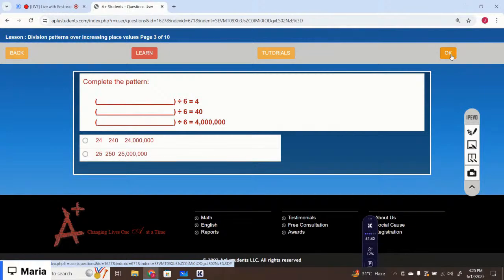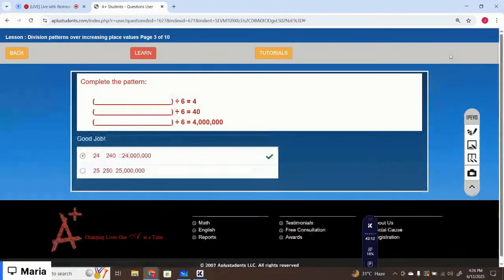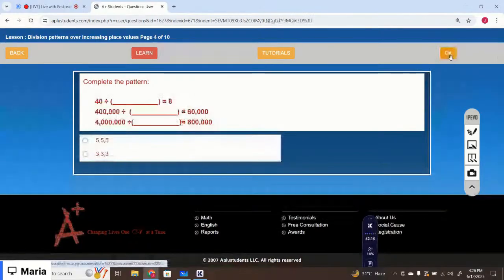So what number divided by 6 equals 4? So which is the correct option? Option number one is the correct option. That is 24, 240, and 2,400. Complete the pattern, which is the correct option.